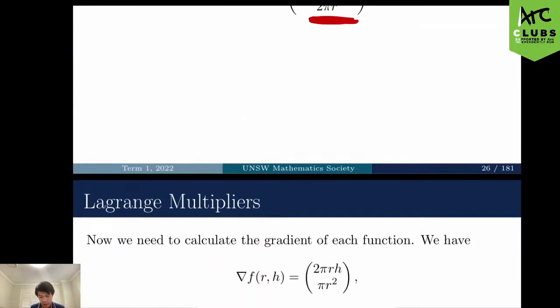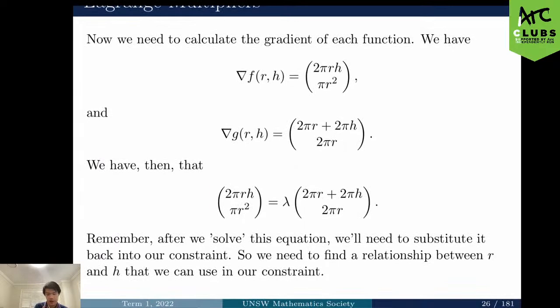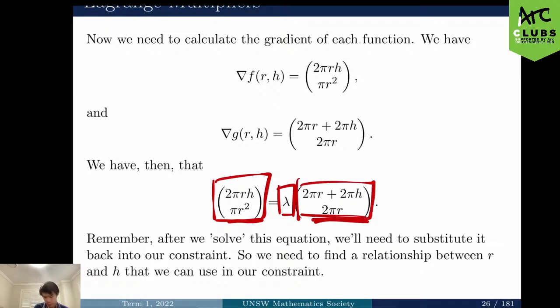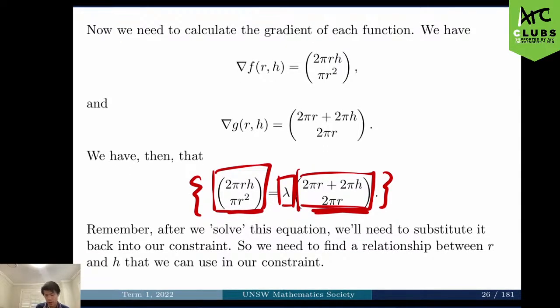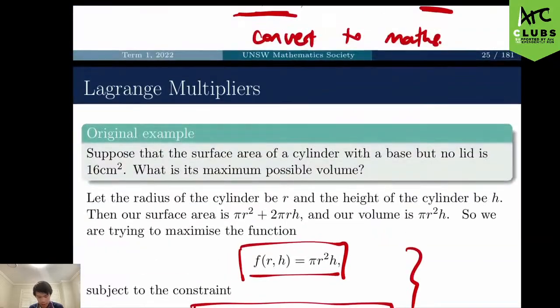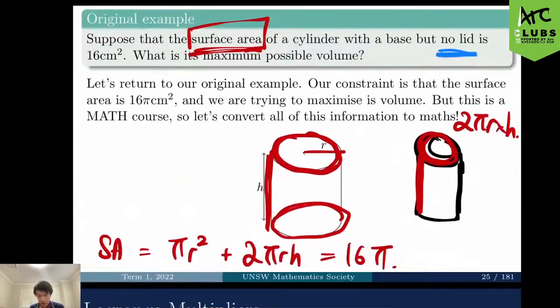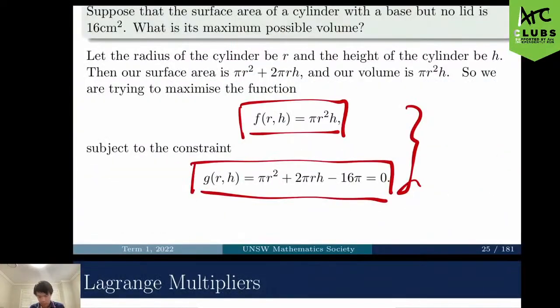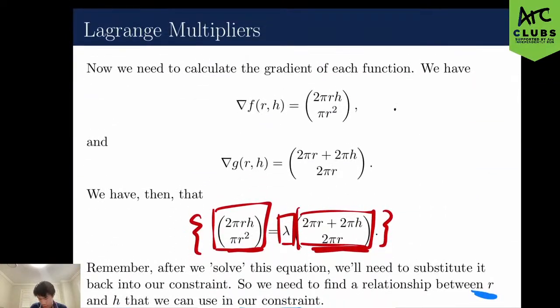Now we say we need to solve such that the gradient of f is equal to lambda times the gradient of g. After we solve this equation, we'll need to sub it back into our constraint. So we need to find some relationship between r and h that we can use. Remember our constraint: I'll write it up again. Our constraint is that pi r squared plus 2 pi r h is equal to 16 pi.